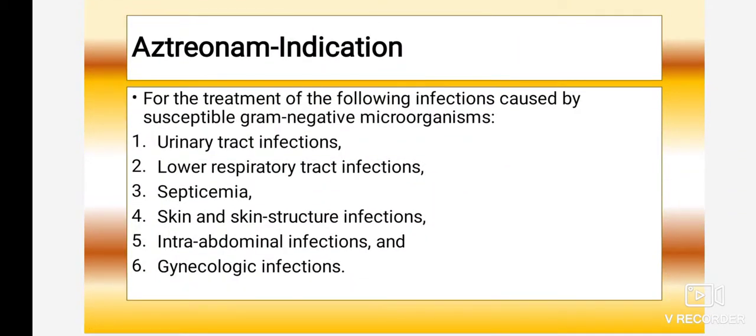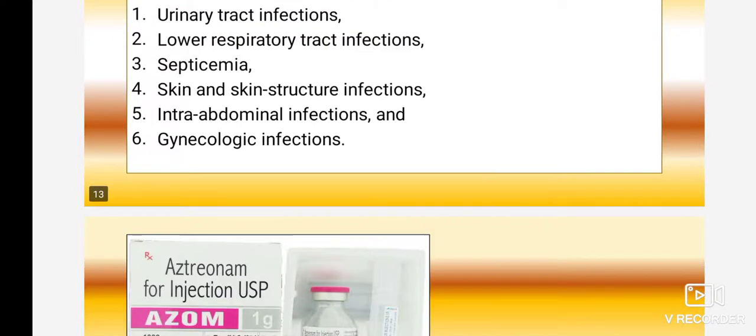For the treatment of the following infections caused by susceptible gram-negative microorganisms, the aztreonam drug is prescribed. That is urinary tract infection, then lower respiratory tract infection, then septicemia, then different skin infections, then intra-abdominal infections and gynecological infections. So for 2 marks they will ask what is the therapeutic use or what is the indication of aztreonam, which is a monobactam antibiotic. So this is the main indication of aztreonam.